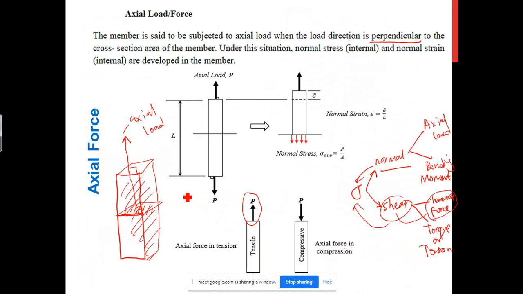And then I also explained that the normal stress and shear stress come from four different types of load. I explained the definition of each force last week. I start with the axial force, where the direction of the force is perpendicular, or 90 degrees, with respect to the cross section area. That's what we call an axial force.